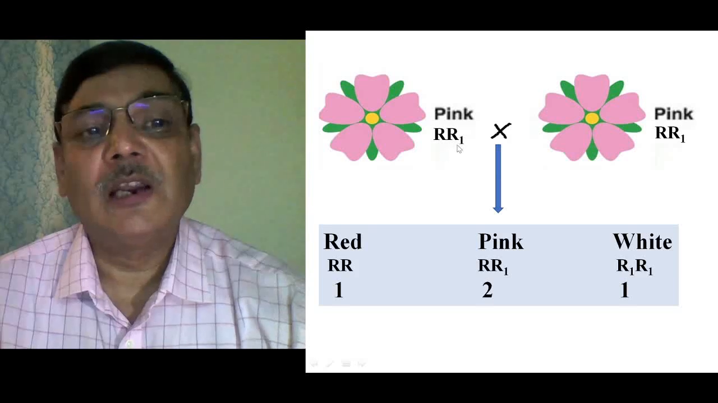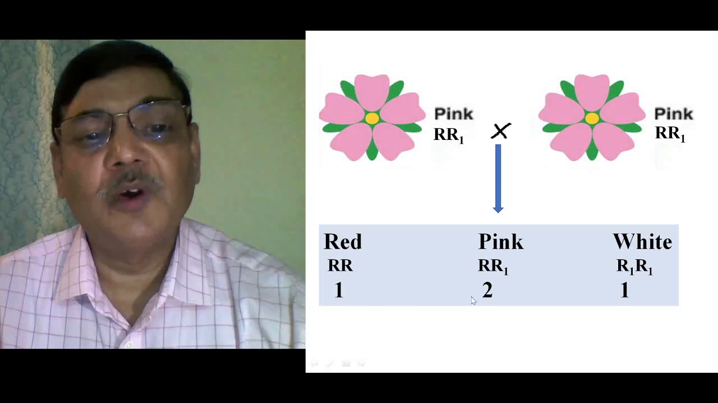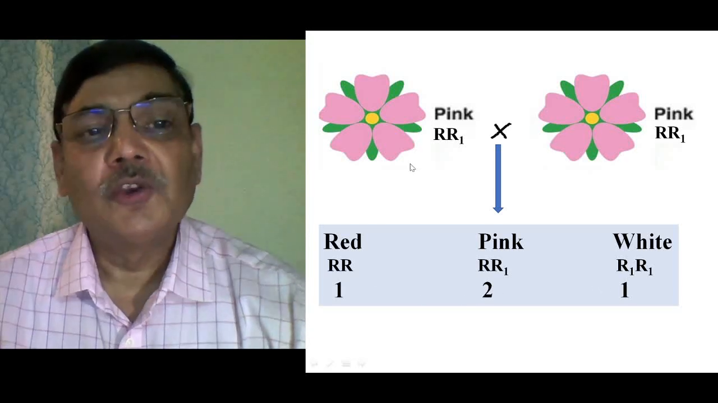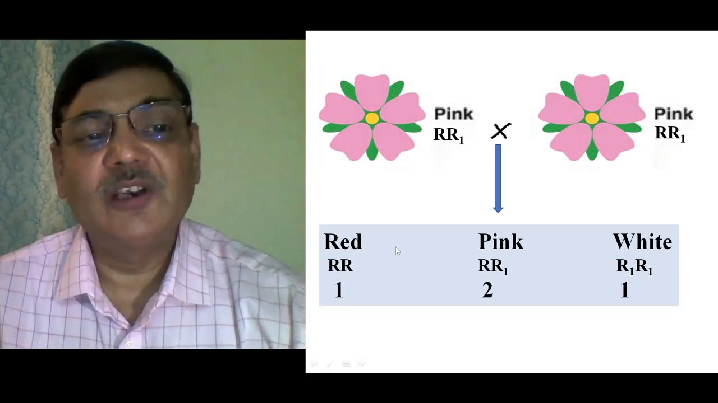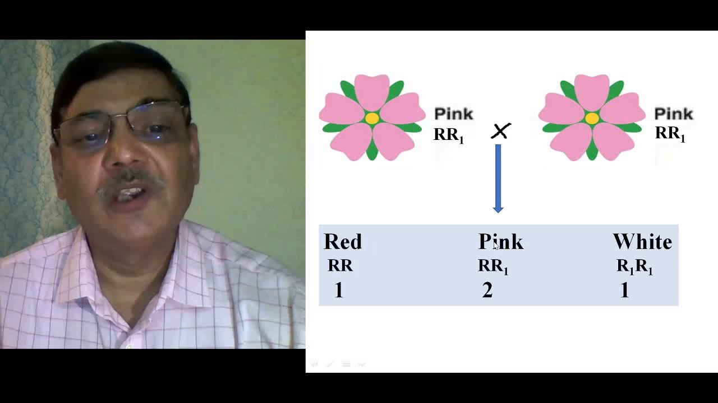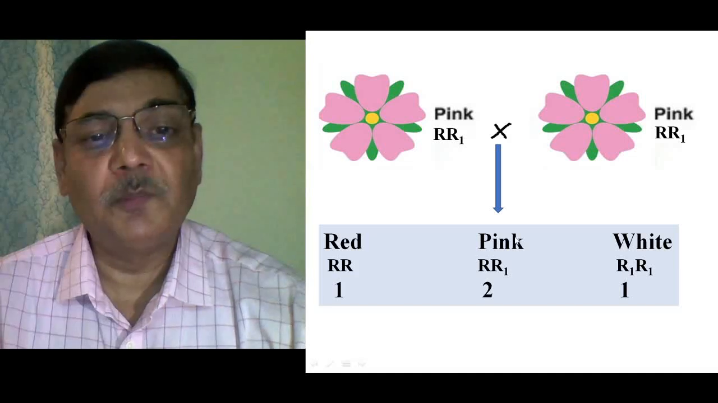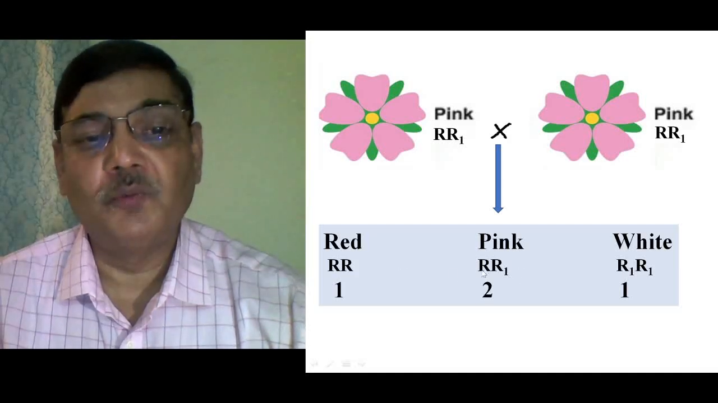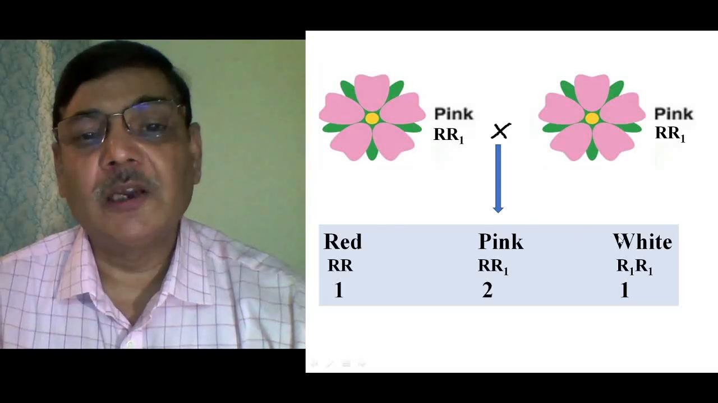And there will be random fertilization of these gametes. So you will have RR, you will have RR1, and you will have R1R1 in the ratio of actually 1 is to 2 is to 1. So when such type of plants will be crossed with each other, then in the next generation you will have plants with red flowers, pink flowers and white flowers. And luckily the phenotypic as well as genotypic ratio will both be 1 is to 2 is to 1. That is red, pink and white. They will occur in the ratio of 1 is to 2 is to 1.